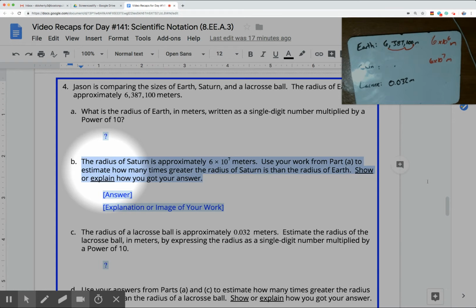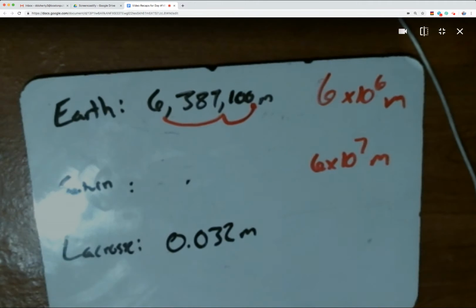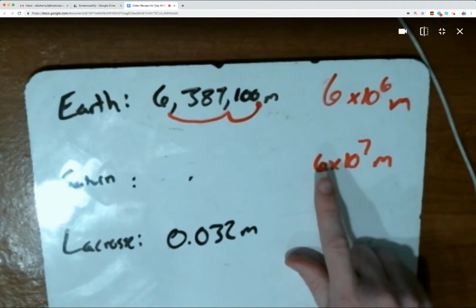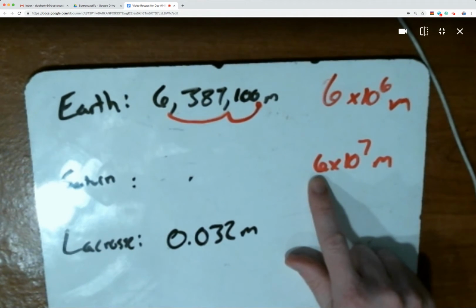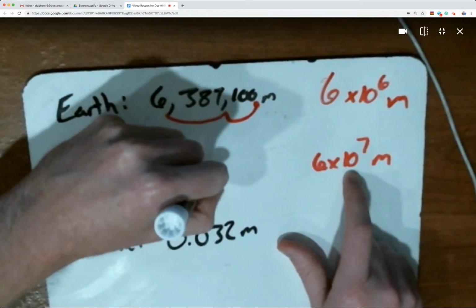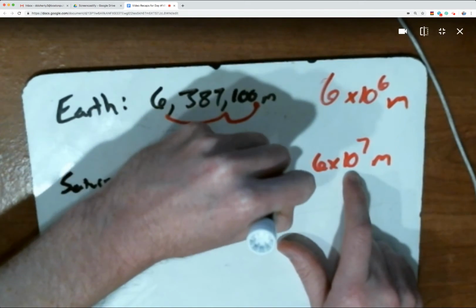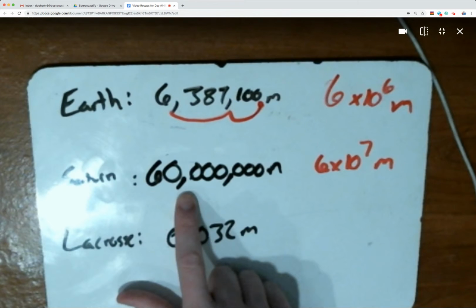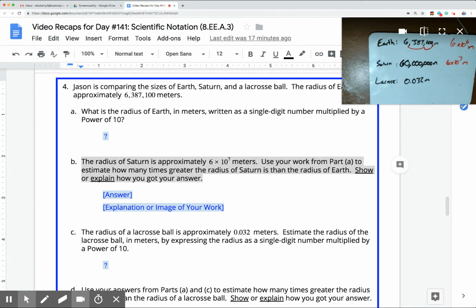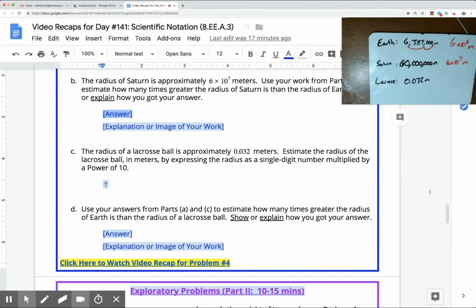And again, we're going to be estimating this here. That's why I've already estimated Earth down to 6 times 10 to the 6th. Saturn has the same coefficient, 6. So they're both starting as the same number, but Saturn gets multiplied by 1 extra power of 10. So I know Saturn's number is about 10 times greater than Earth's: 60 million meters as opposed to 6 million meters. So your answer to part B would be explaining how it's 10 times greater for the radius of Saturn than Earth.